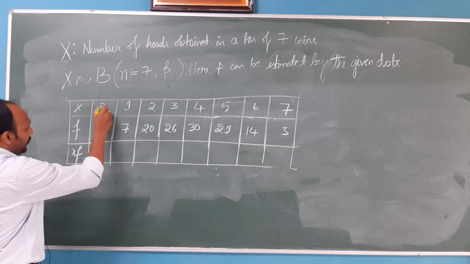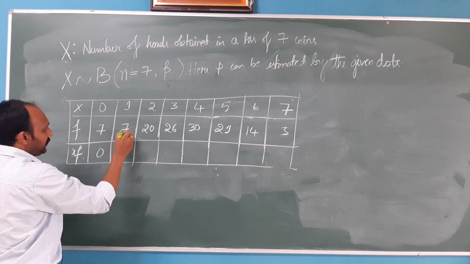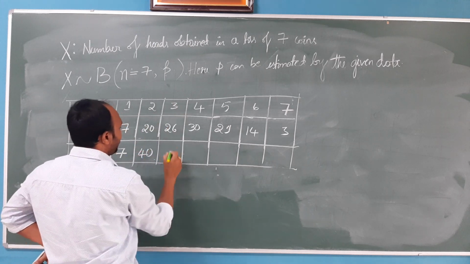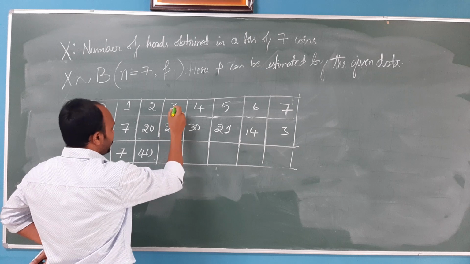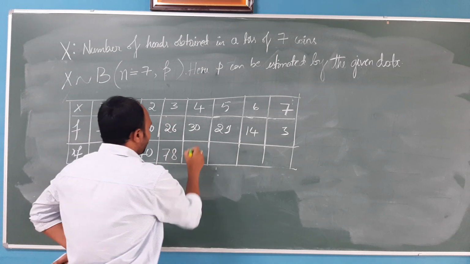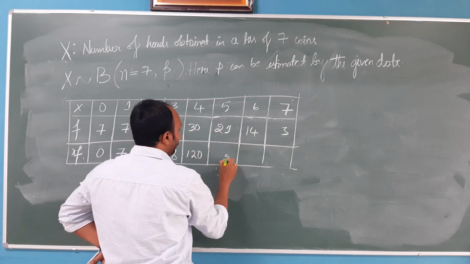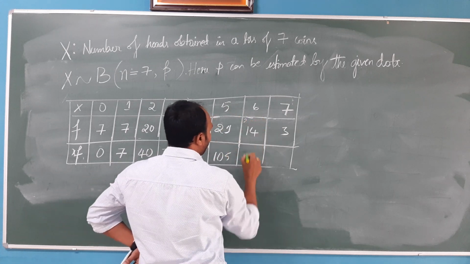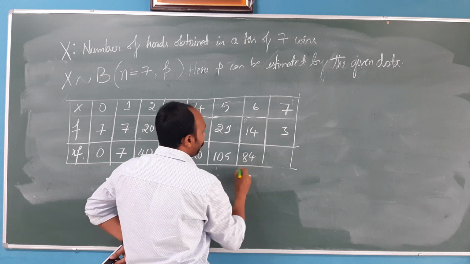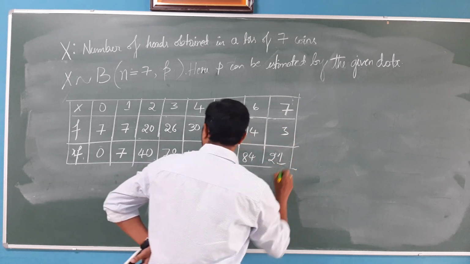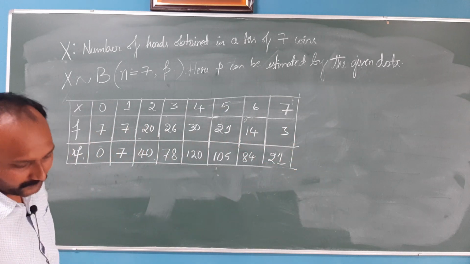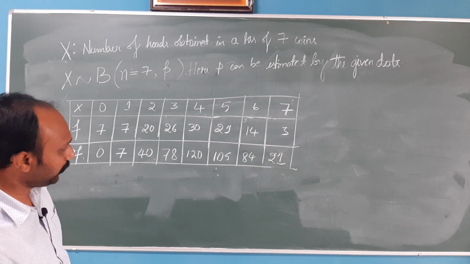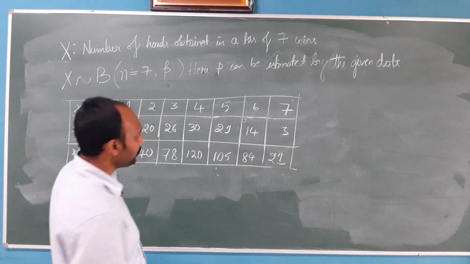This is the x into f row. 0 into 7 is 0, 1 into 7 is 7, 2 into 20 is 40, 3 into 26 is 78, 4 into 30 is 120, 5 into 21 is 105, 6 into 14 is 84, 7 into 3 is 21. Let me go with these values once again. So 0, 7, 40, 78, 120, 105, 84, 21. So these are the given values.